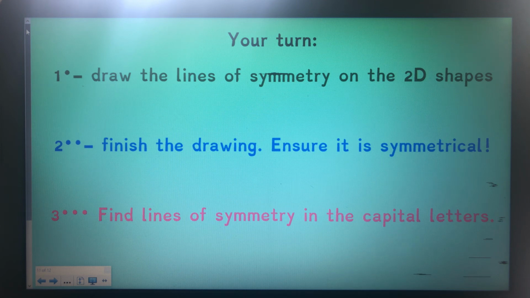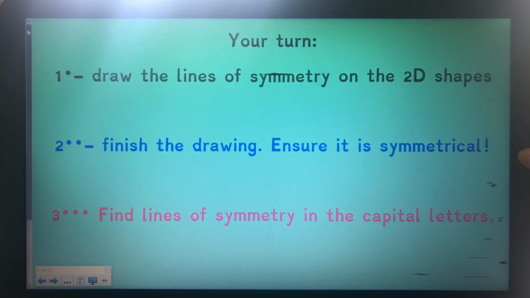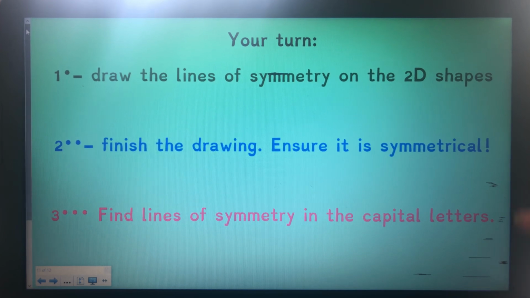Okay, so 1-star, drawing the lines on the shapes. 2-star, finish the drawing, but you have to make sure it's symmetrical. And 3-star, finding lines of symmetry in the capital letters. Now, for all 3 of these, you need to use a ruler. And you need to take your time, making sure you draw it exactly in the middle.